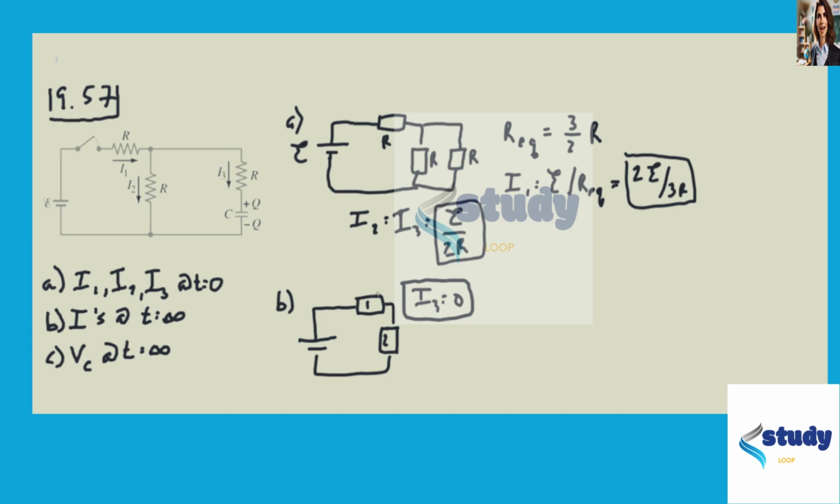Just using the heuristic, this behaves like an open circuit. And so if there's no current able to flow through here, then the element that's in series with it can't have any current either. And so then the equivalent resistance is just 2R. And because 1 and 2 are in series, they have to have the same current, which will be E over 2R, because this is the equivalent resistance.